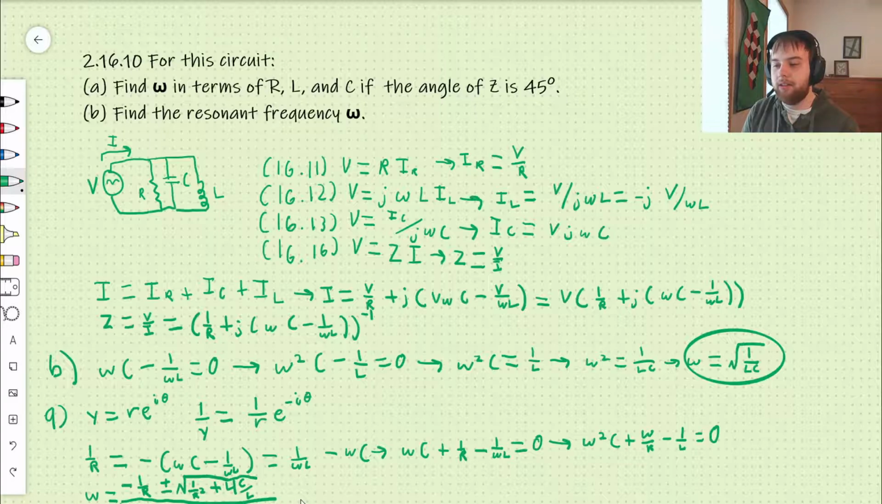This is the answer. It doesn't really get any more simplified. In the way I've been testing this, it's always the positive instead of the plus or minus that is the correct of the two options there. But despite that, this is the correct answer.